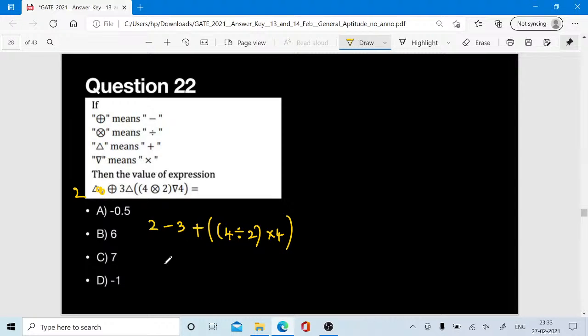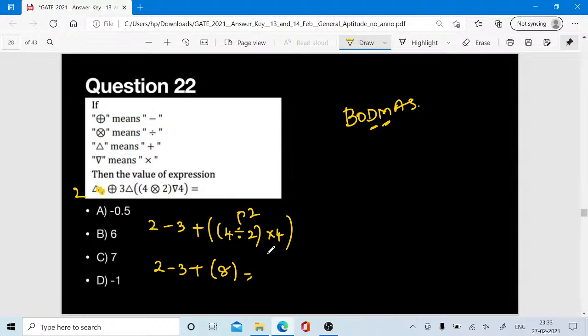Apply the BODMAS rule. So this is 2 minus 3 as it is. First you have to solve the brackets. 4 divided by 2 is 2. 2 into 4 is 8. Yes or no? BODMAS, D comes first, then later it is the M. You guys know that BODMAS method, right? So it is division first, then the multiplication. Okay? 4 divided by 2 is 2. 2 into 4 is 8.